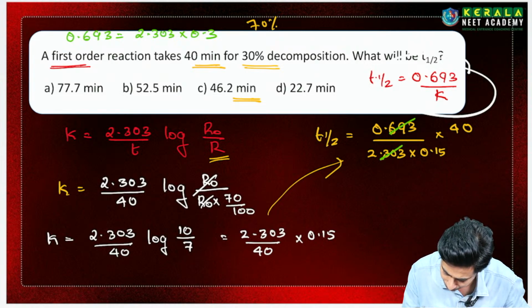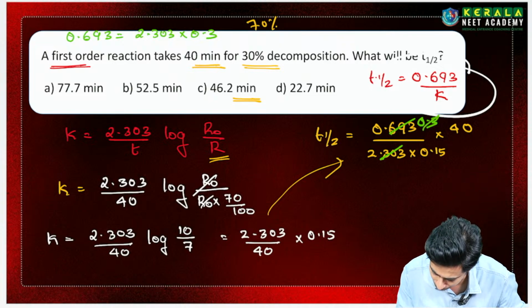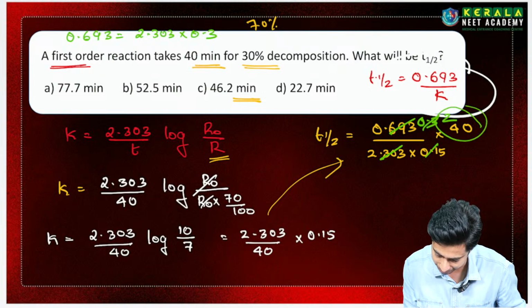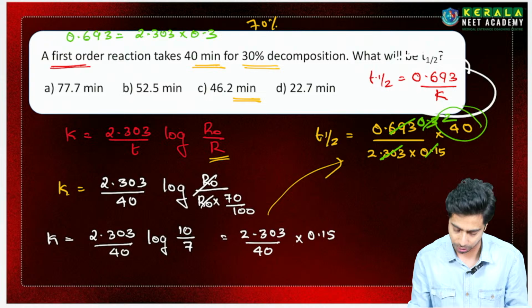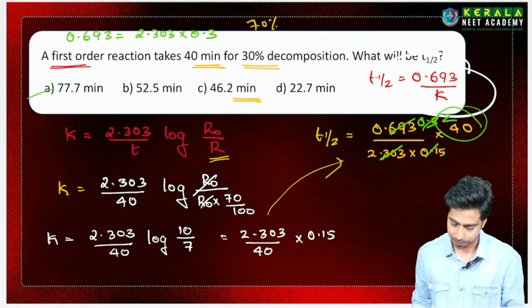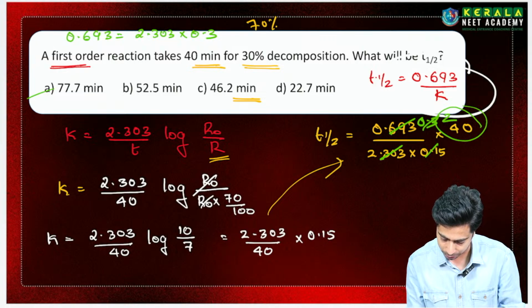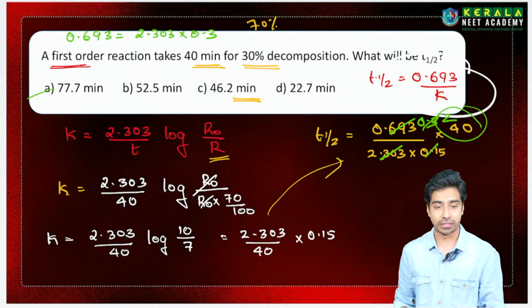So on dividing this, 0.3 will come. 0.3 divided by 0.15 is 2. So your answer will be approximately 2 into 40. We are approximating, and you will be getting an answer of 77.7. So the value of T half will be approximately 77.7.